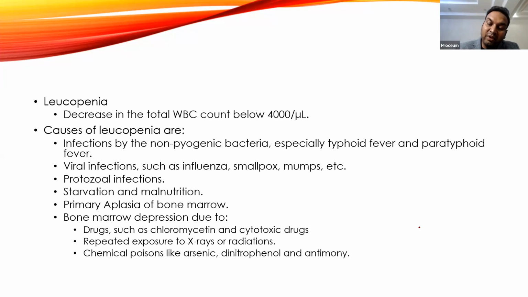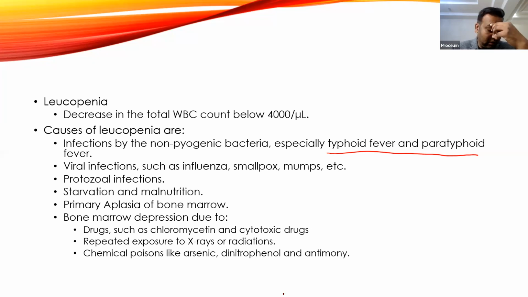Example, enteric fever, that is typhoid fever and paratyphoid fever together, is considered as enteric fever because they infect the GI tract. The GI tract is also called the enteric system. So because they infect the enteric system, that's why they are called enteric fever. Then viral infections like smallpox, chikungunya, dengue, influenza, mumps. These viral infections also decrease WBC count. Then protozoal infections like malaria and kala-azar also decrease the WBC count.